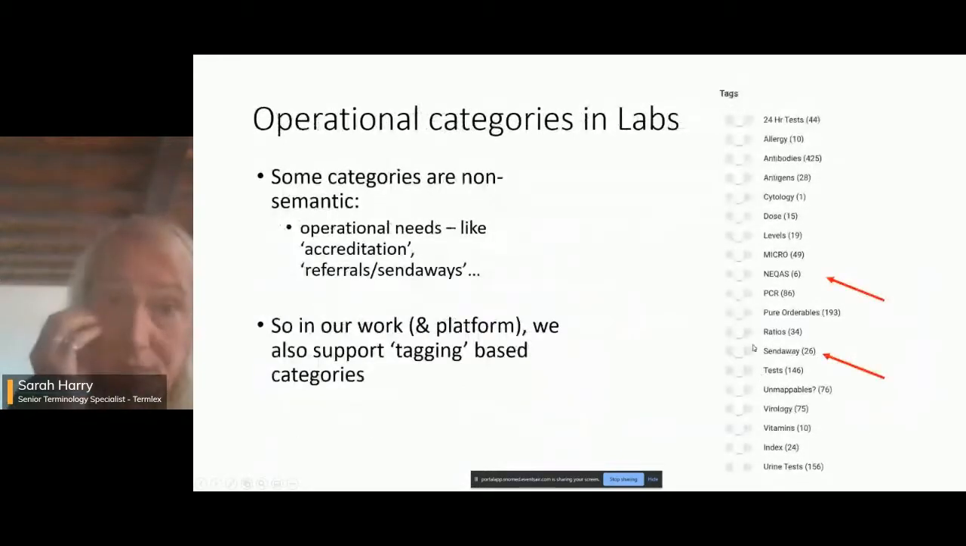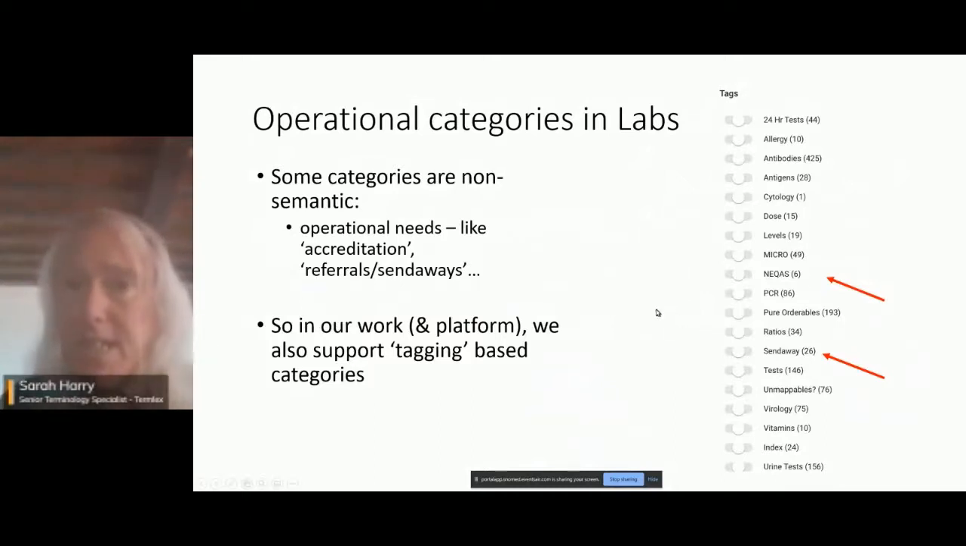Okay, so I just briefly want to show you a non-SNOMED, non-semantic way of organizing content. So there are ways outside of SNOMED of doing this. And here, I'm just showing you something that's in an interface that we've got where we can actually use tagging of content for specific operational purposes. So I talked about the NEQAS quality assurance program before.